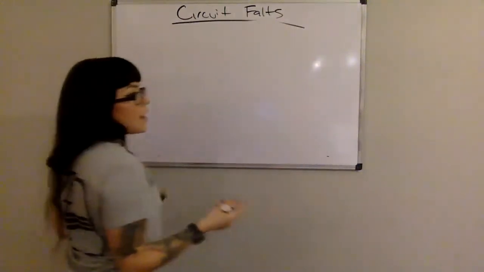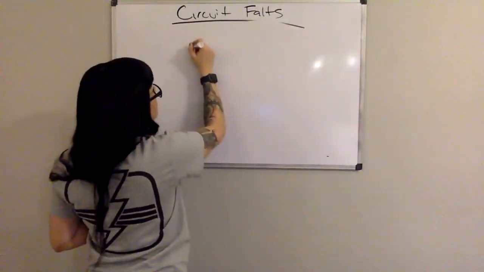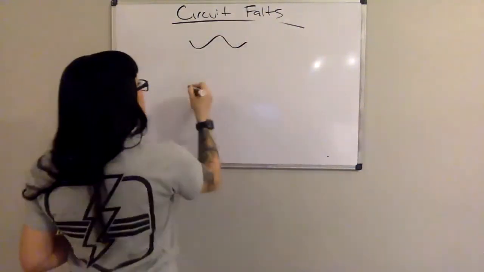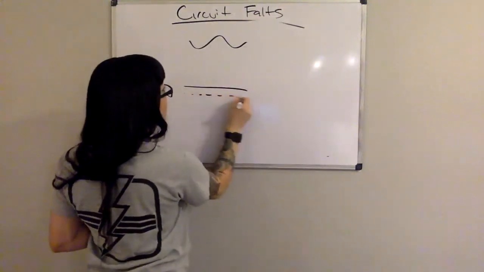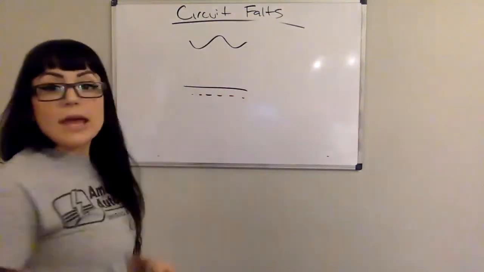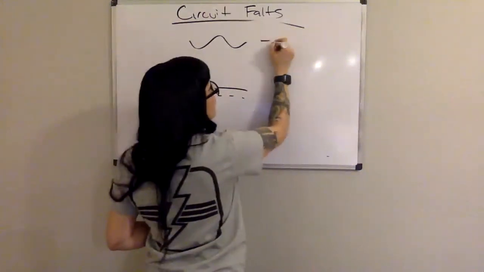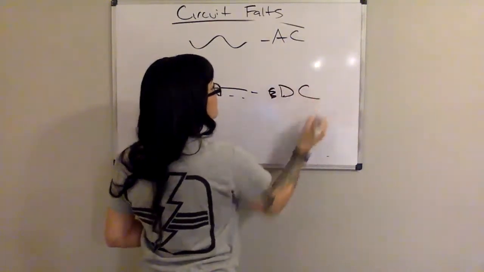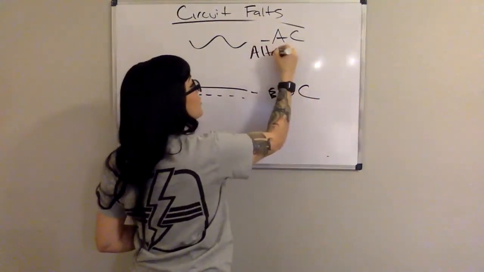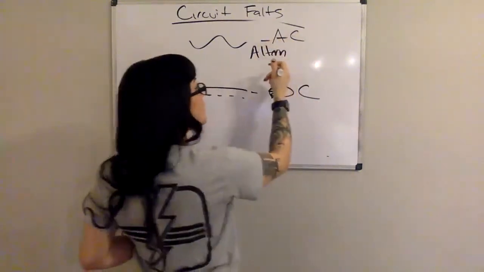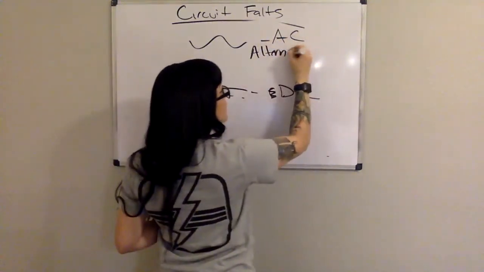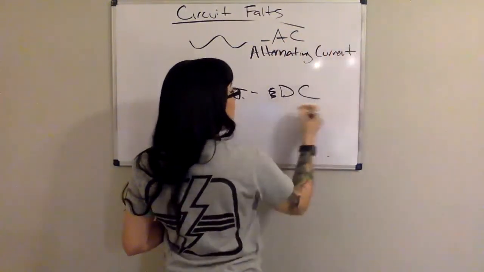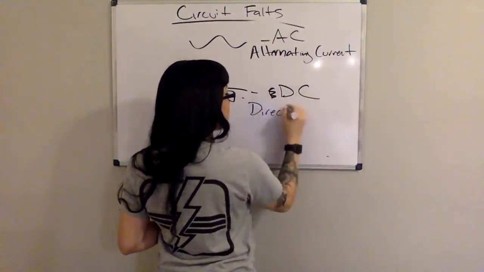Real quick before I move along here, this is something that's really important. If you ever see a squiggly line on top of a measurement like that or a dotted line, that tells you whether or not your meter is in either the setting for AC or the setting for DC. AC is going to be alternating current, and this is not in your PowerPoint, so I just feel like it's necessary to talk about. Alternating current, and DC is going to be direct current.